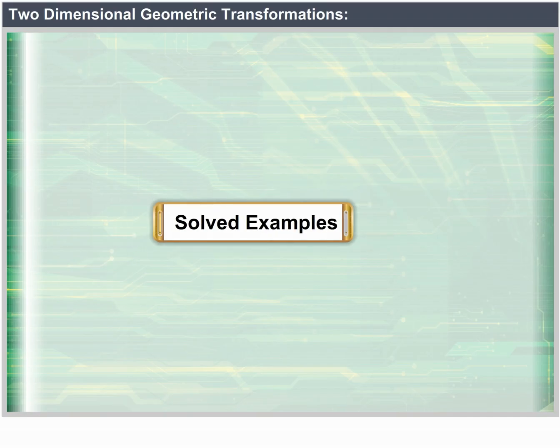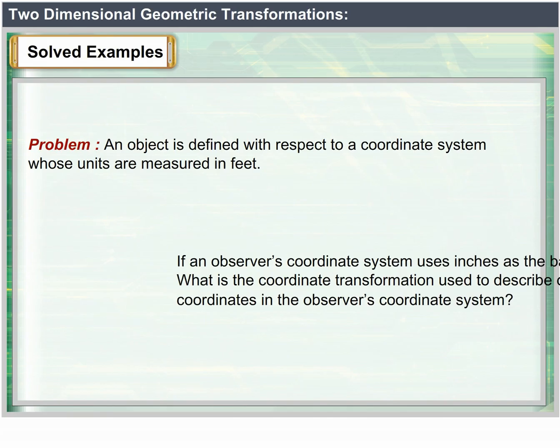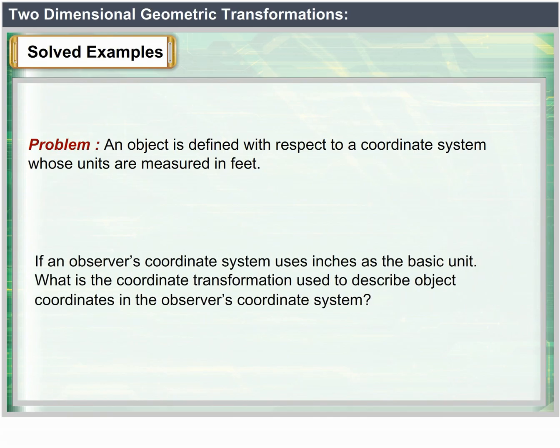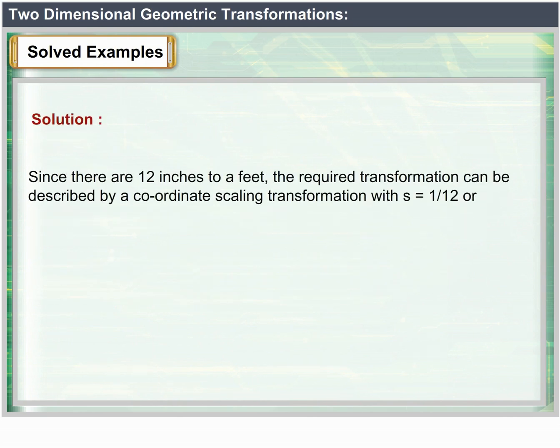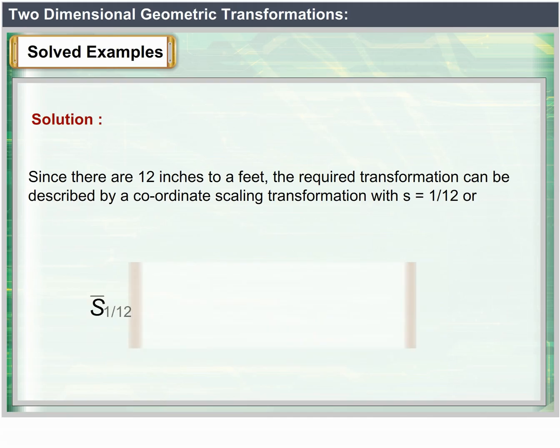Solved examples. Problem. An object is defined with respect to a coordinate system whose units are measured in feet. If an observer's coordinate system uses inches as the basic unit, what is the coordinate transformation used to describe the object coordinates in the observer's coordinate system? Solution. Since there are 12 inches to a foot, the required transformation can be described by a coordinate scaling transformation with S equals 1/12, or as shown on screen. And so, this yields the following result.